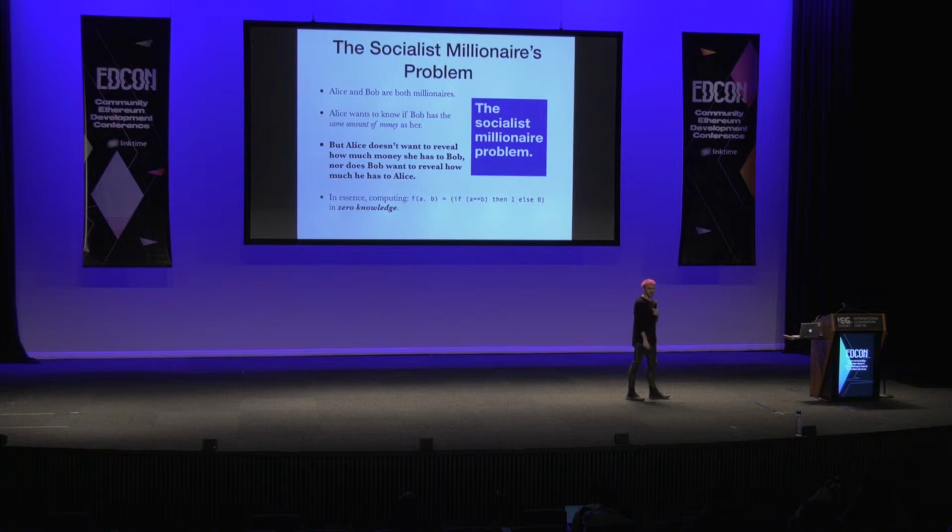So I'm going to dive into Vanguard a little bit here. It's the Socialist Millionaires problem. So if you're familiar with this, it's actually pretty simple. Alice and Bob are both millionaires. Alice wants to know if Bob has the same amount of money as her. But Alice, and this is the key part, doesn't want to reveal how much money she has to Bob, nor does Bob want to reveal how much money he has to Alice.